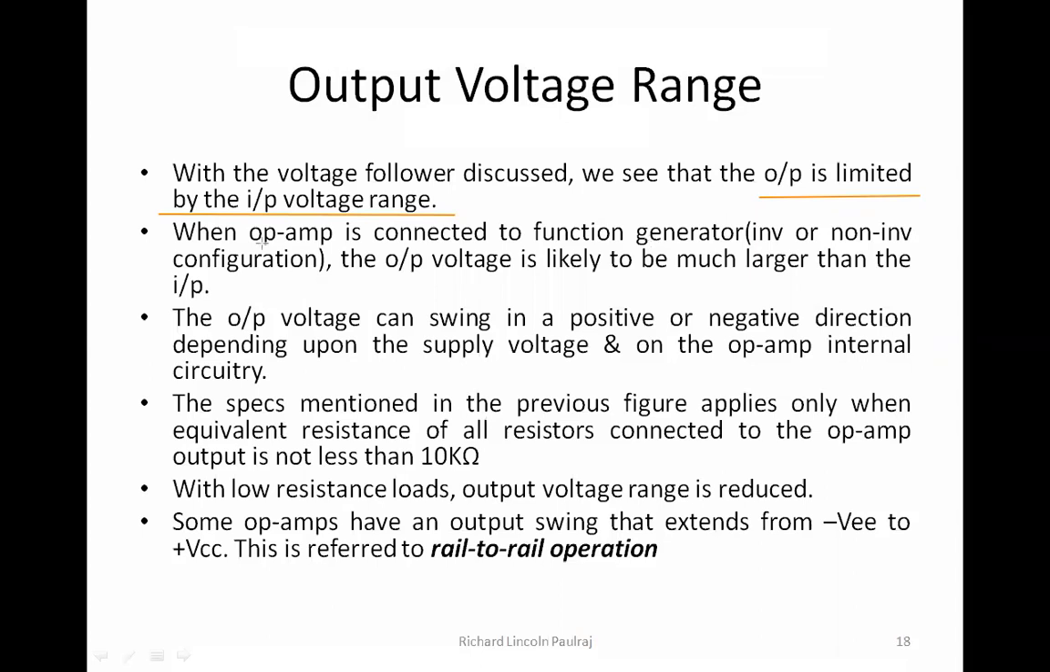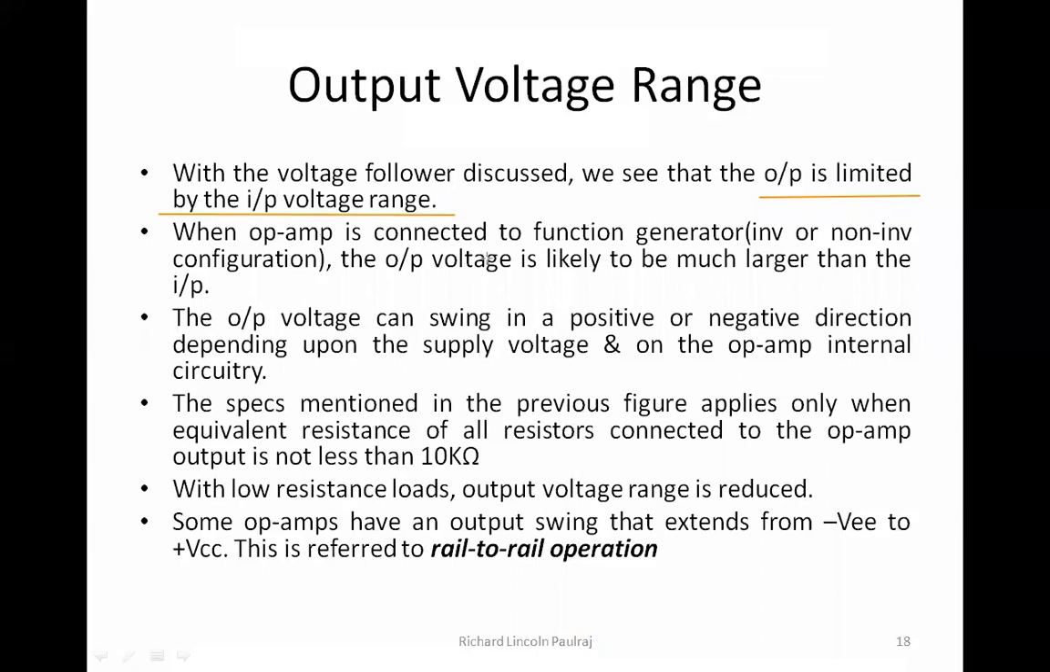The next one: when the op-amp is connected to a function generator, it can be either in inverting or non-inverting configuration. I can say inverting when the signal is given to the minus of the input, and I can say non-inverting when the signal is given to the plus, the 3 and 2 that you see.